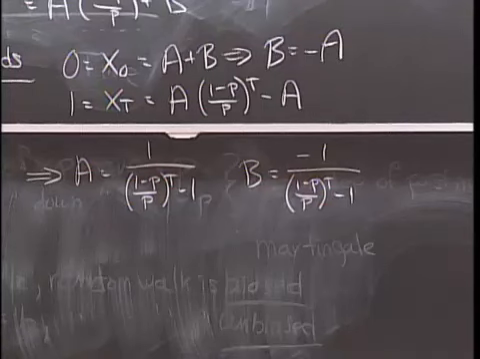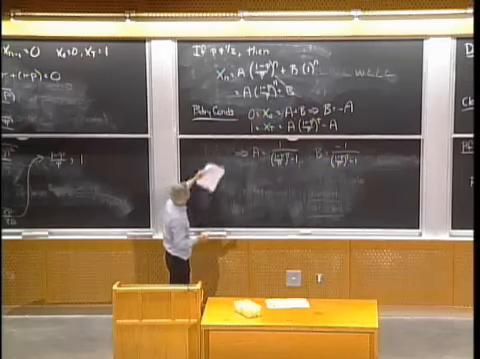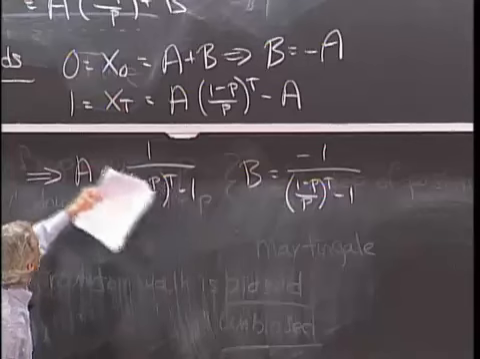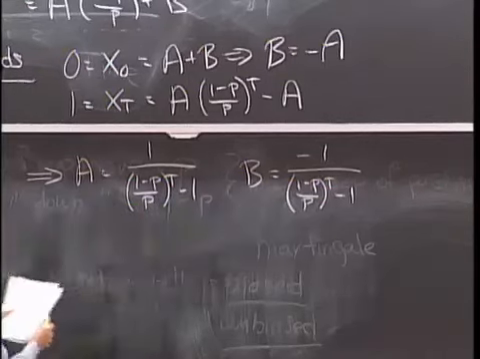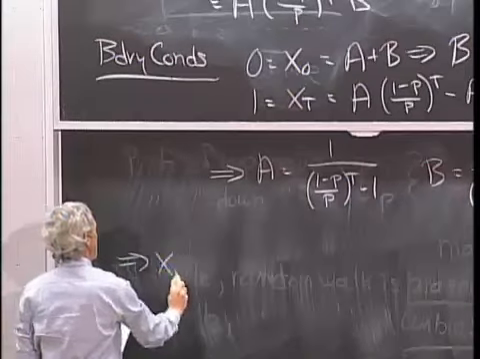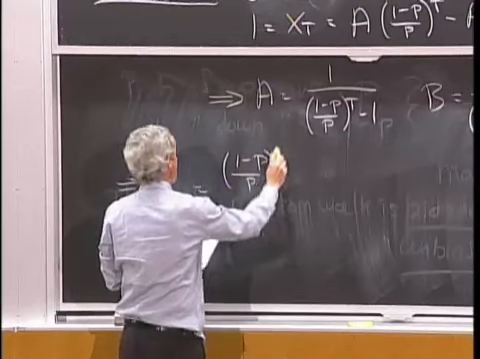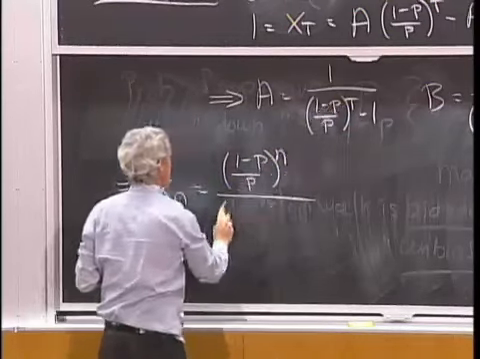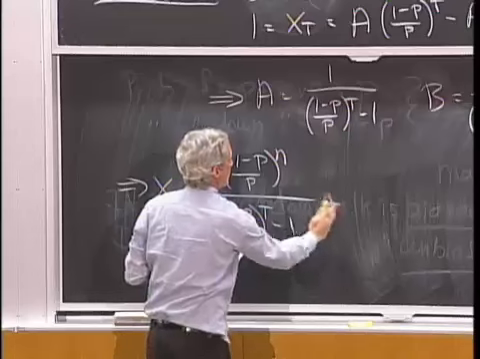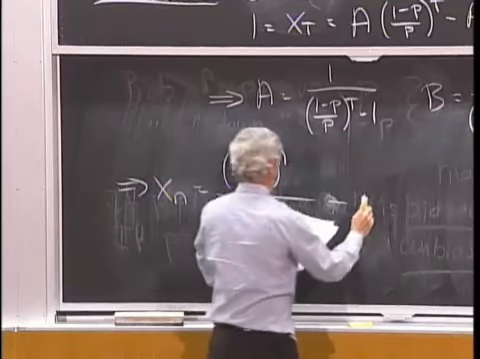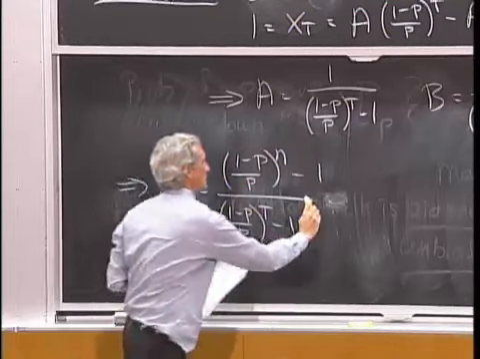All right. And then I plug those back into the formula for xn. I take my constant a and multiply that times ((1 minus p) over p) to the n, plus I add this in. So this means that the probability of going home a winner is ((1 minus p) over p) to the n over that thing, ((1 minus p) over p) to the t, minus 1, plus the b term, which really is a minus term here, is just minus 1. Put that on top here.